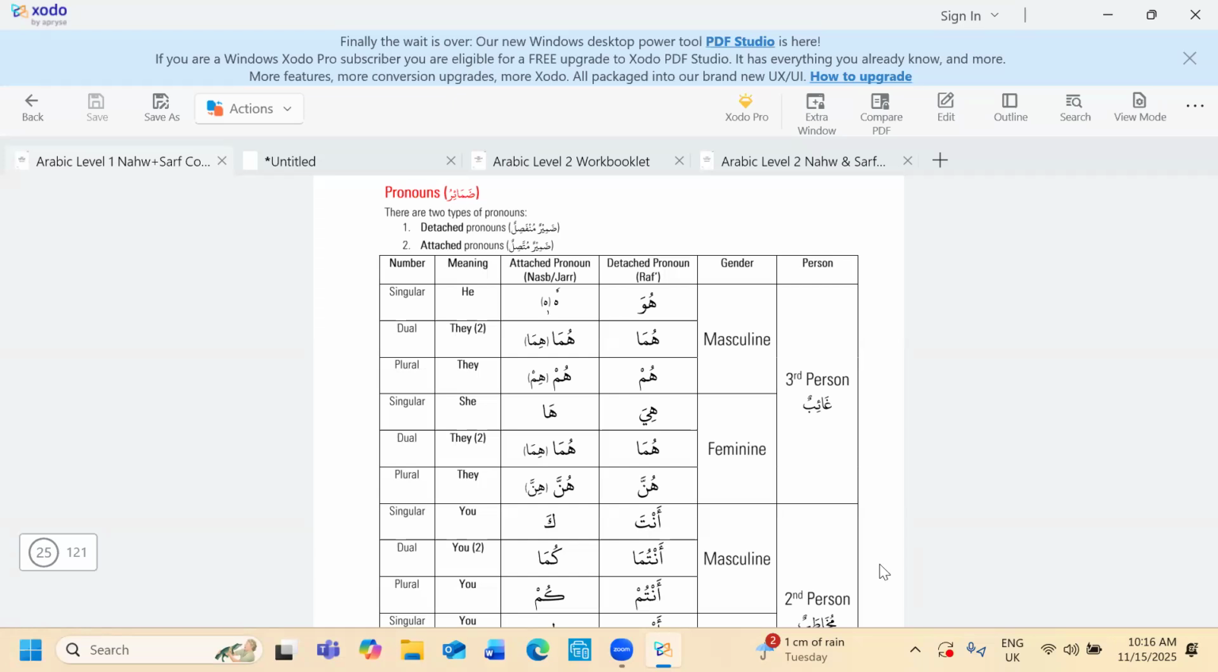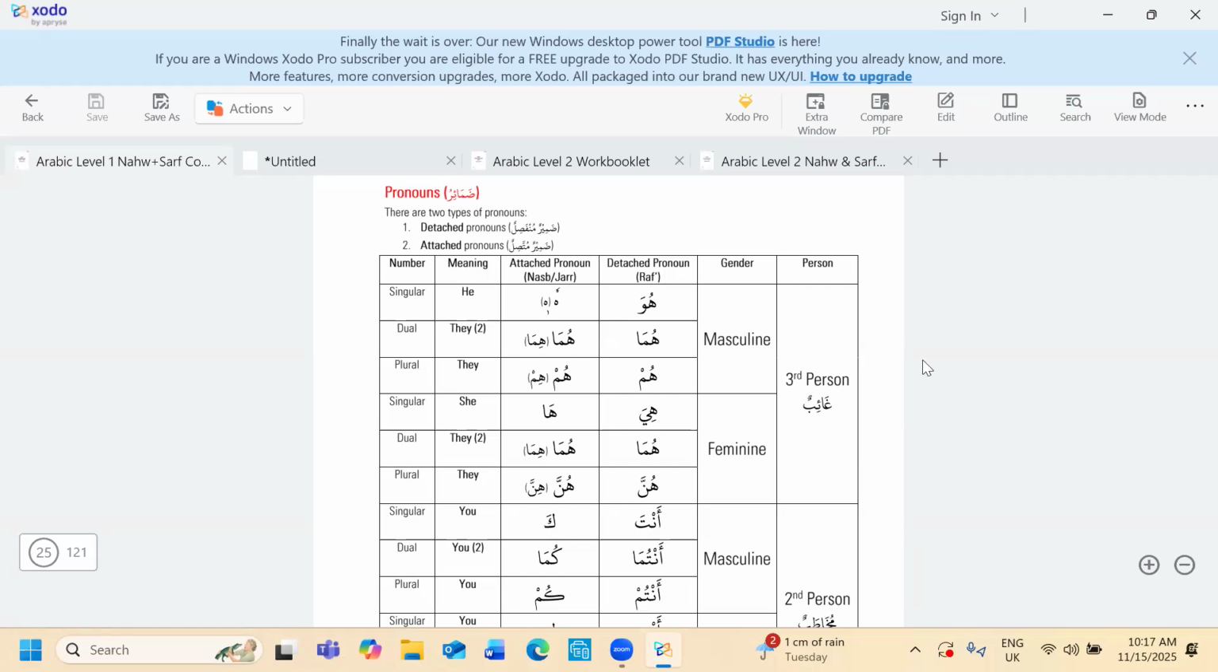Just a quick one. You know the attached pronouns, do some of them appear as suffixes at the end of a word? Yeah, we're going to go through attached pronouns in a moment, inshallah. Okay, no problem. So let's try and wrap up the detached pronouns, and inshallah we will come on to the attached pronouns very shortly.